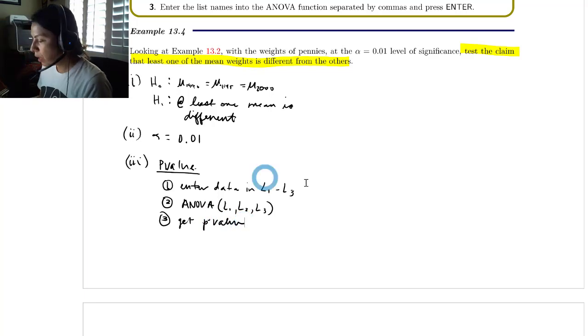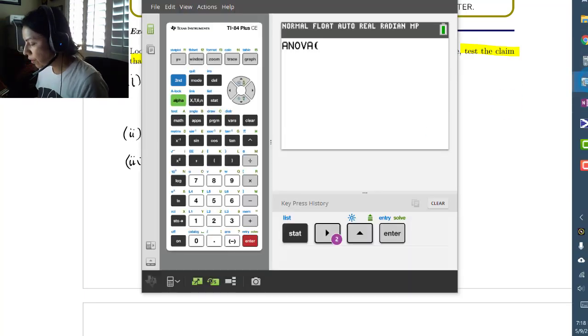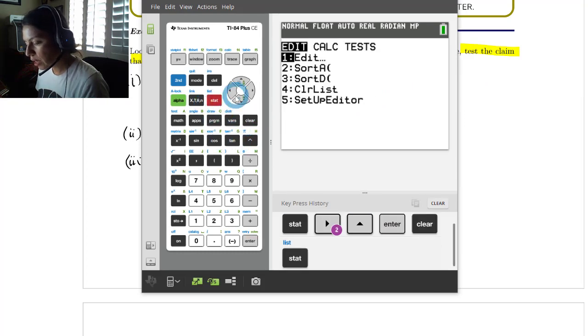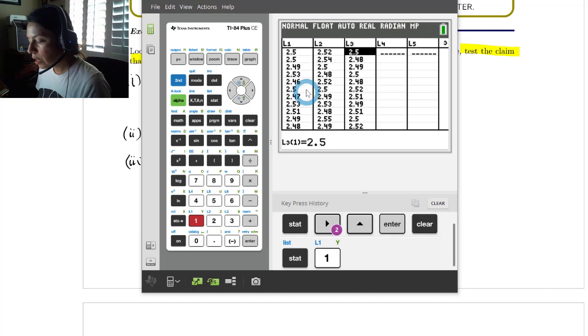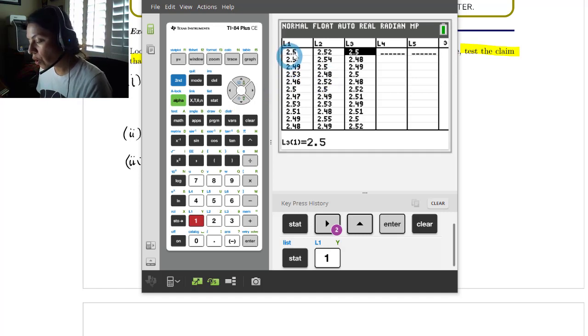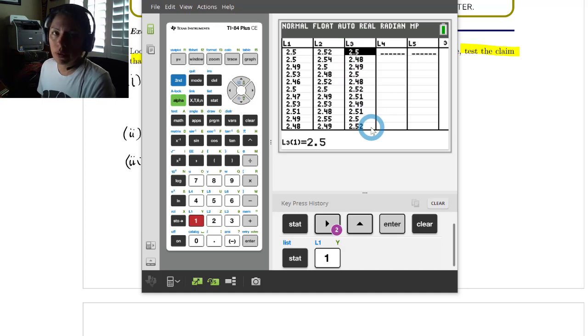Okay, so let's go ahead and go to the calculator, and let me clear this and go to Stat and go to Edit, and go ahead and pause the video if you haven't entered the penny weights yet. But I have entered all the penny weights. The first list is 1990, the second list is 1995, and the third list is 2000. So again, if you have to, pause the video and go ahead and enter the data into your calculator so you can follow along.